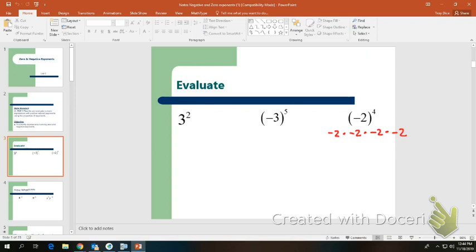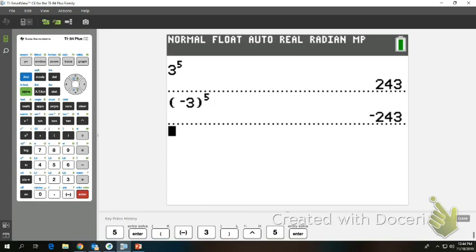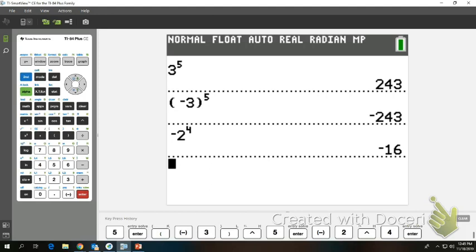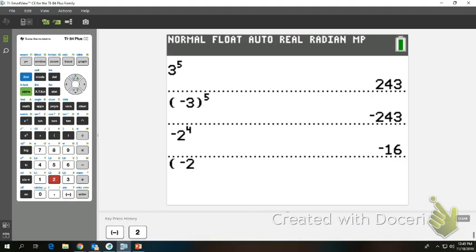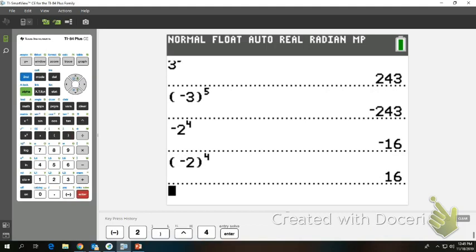Look at the calculator, though. Look at this, guys. Okay, look at this. If I did this, -2 to the 4th, it tells me it's -16. But if I do -2 in parentheses raised to the 4th, it's positive 16. So my question is what? Why is this one not giving me the correct answer? This is the correct answer, positive 16.